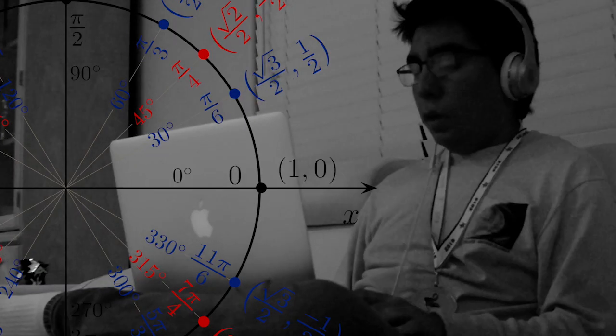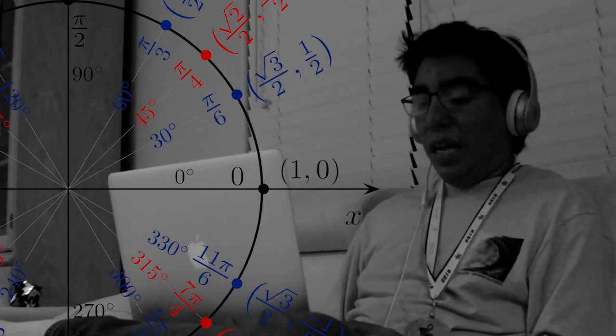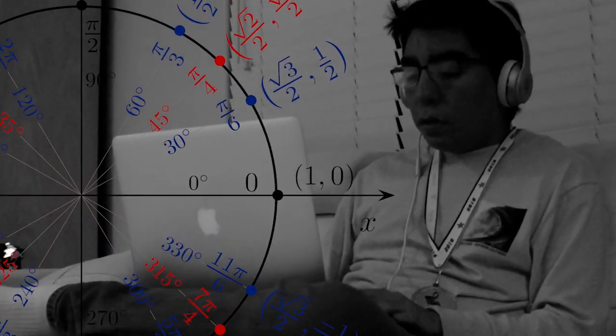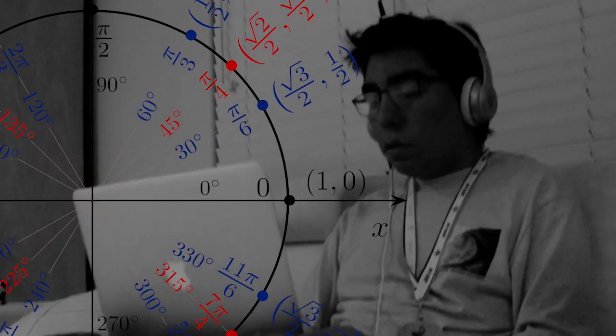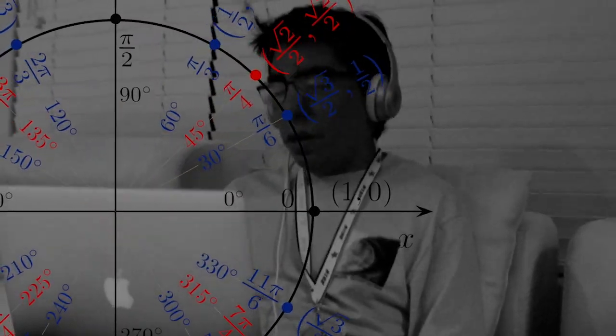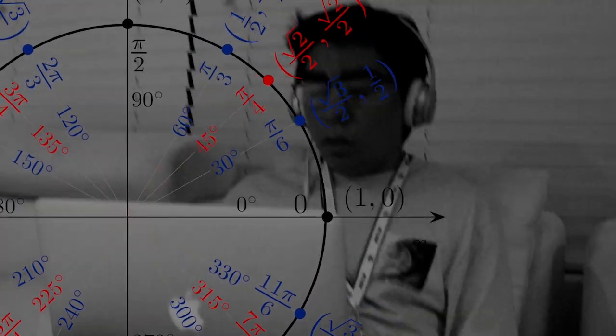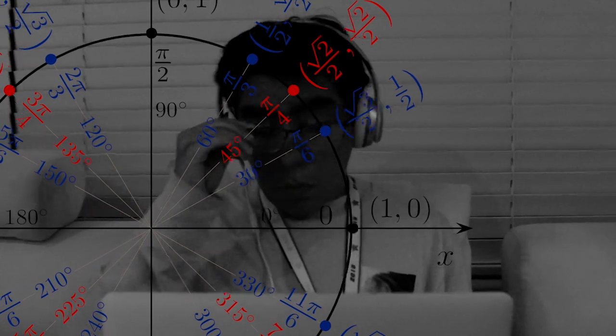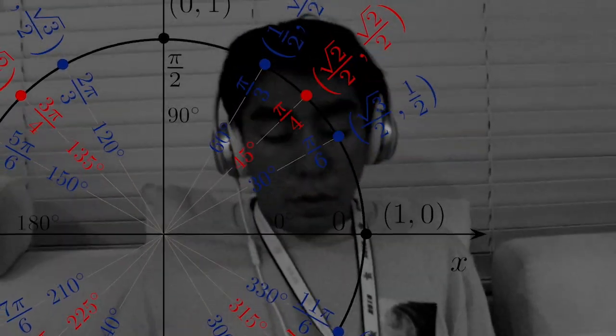In the first quadrant, we start off with 0 degrees, cosine is 1 and sine is 0. 30, cosine is root 3 over 2 and sine is 1 over 2. 45, cosine and sine are both root 2 over 2. 60, cosine is 1 over 2, sine is root 3 over 2. For 90, cosine is 0 and sine is 1.